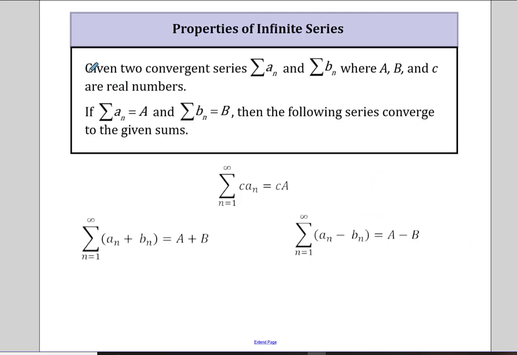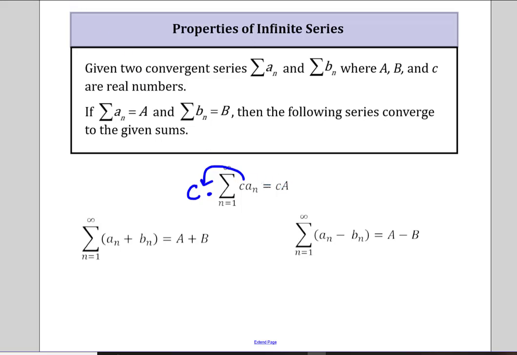Here's a couple of properties. Given two convergent series, the sum of a sub n and the sum of b sub n, where a, b, and lowercase c are real numbers, if the summation of a sub n is capital A and the summation of b sub n is capital B, then the following series converge to the given sums. So in this case, we're able to take the summation of a sub n and bring that c value, that real number, out in front like a multiple and multiply it by the summation after we're finished.